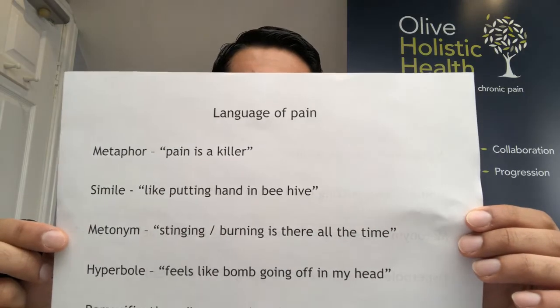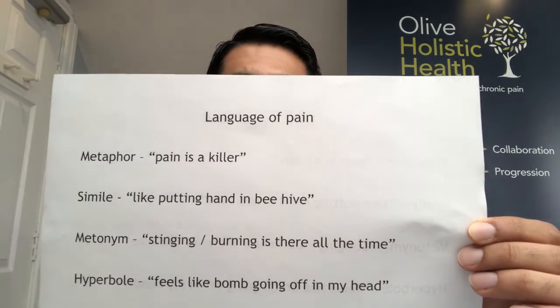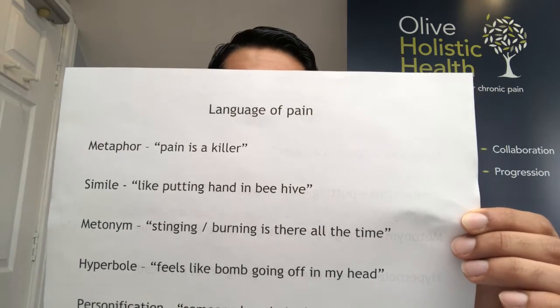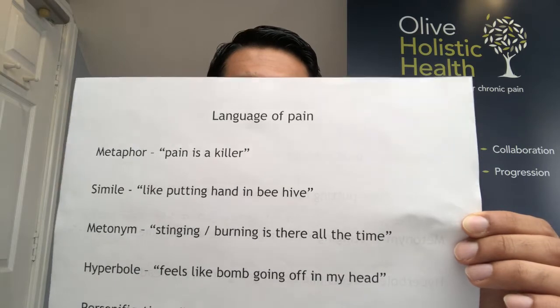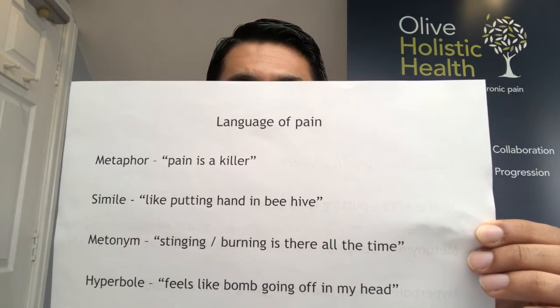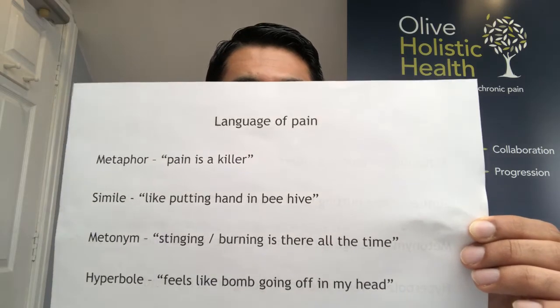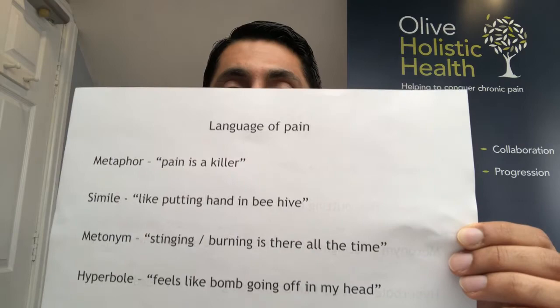Similes, it feels like putting my hand in a beehive, doctor, and that's specifically often describing neuropathic pain. Metonyms, the stinging, burning is there all the time. They can use hyperbole. It feels like a bomb is going off in my head or my head is exploding. And personification. It feels like someone has their claws in me.